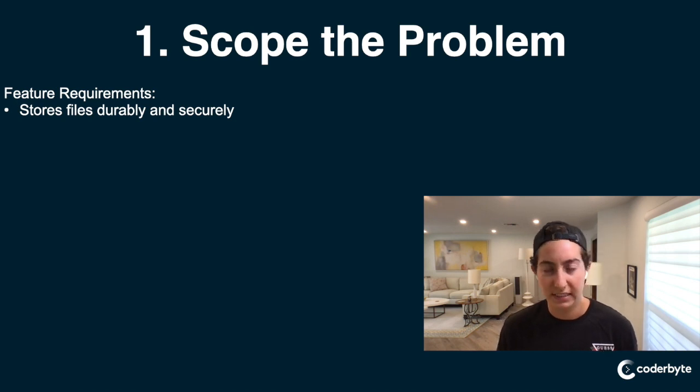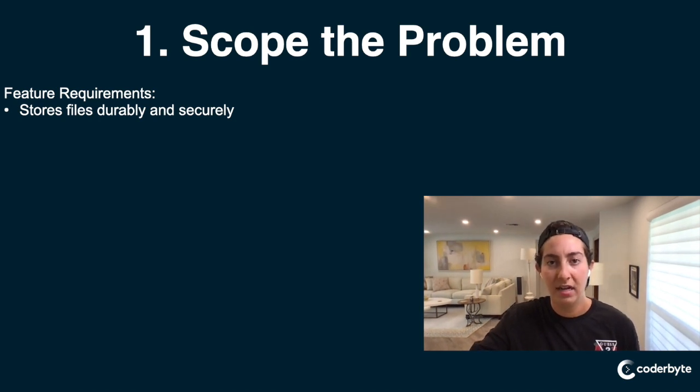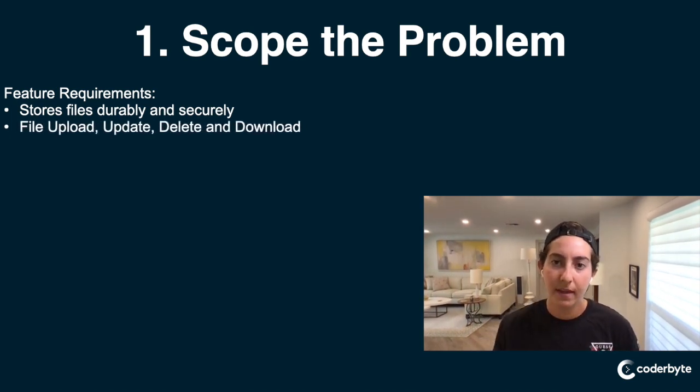It's durable, it's not half the file, it's not an old version of the file, it's the file and it's everywhere. Securely, I think, is obvious: not anybody can just take my file, etc. Okay, so we want to be able to upload, update, delete, and download. Again, I think pretty self-explanatory with Dropbox.